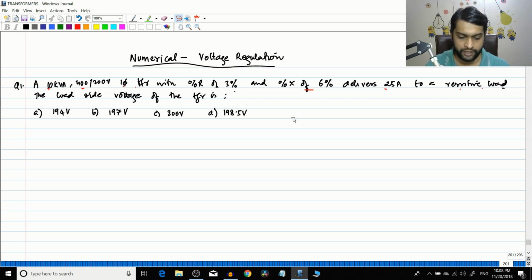So let us start today's numerical. There will be around 3 numericals today, and all are not very difficult, but the understanding is quite great. You have a 10 kVA, 400 by 200 volt transformer. It's a single phase transformer with a percentage resistance of 3%, percentage reactance of 6%, and it delivers 25 amperes to a resistive load. It is important that it is a resistive load here. What they are asking is the load side voltage of the transformer.